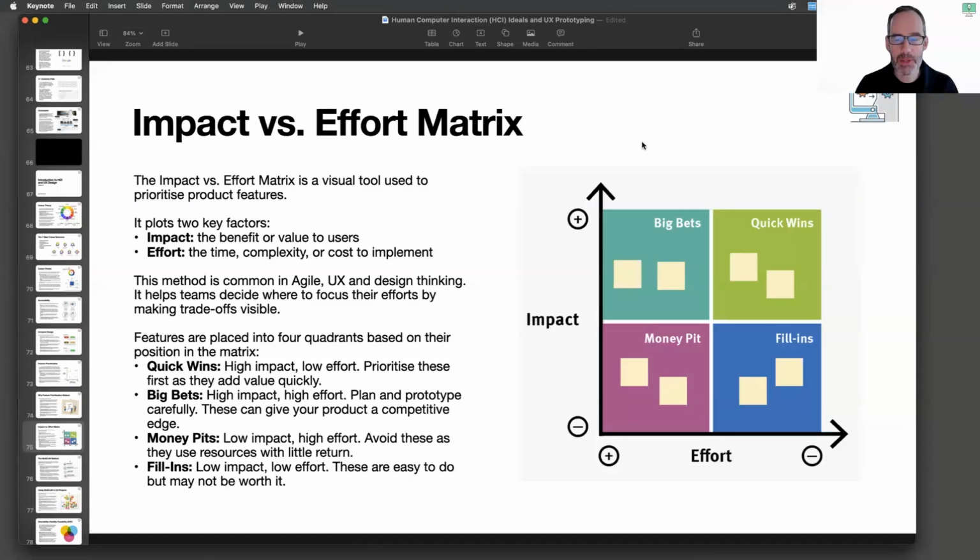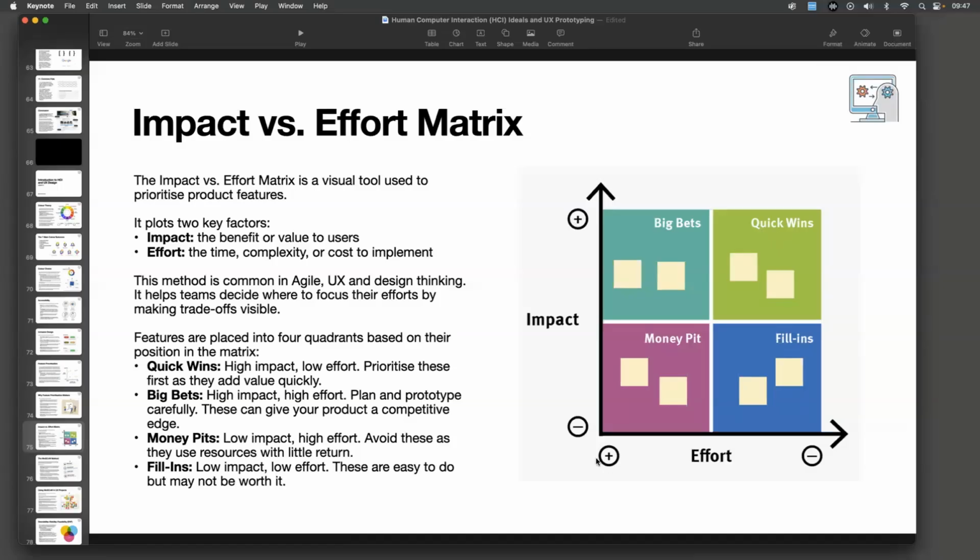Purple. Try again. So look at the colors. The colors will help you. So we want low effort and high impact. So where does that take us? In what color? Big bets. Over here, up into the top corner. So low effort, not much to do, big impact. Sounds good to me. Where do we want to avoid?